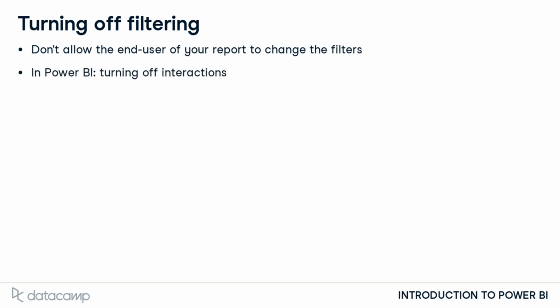You can do this in Power BI by changing the interactions. Changing interactions means the visual will not change when another field is selected. We'll take a look at how to do this in the upcoming videos.